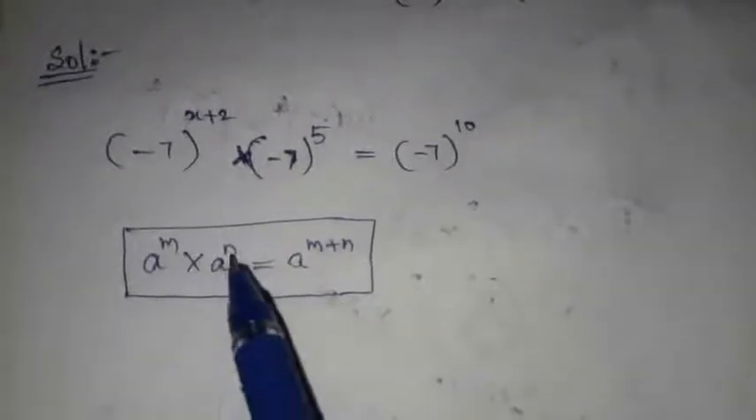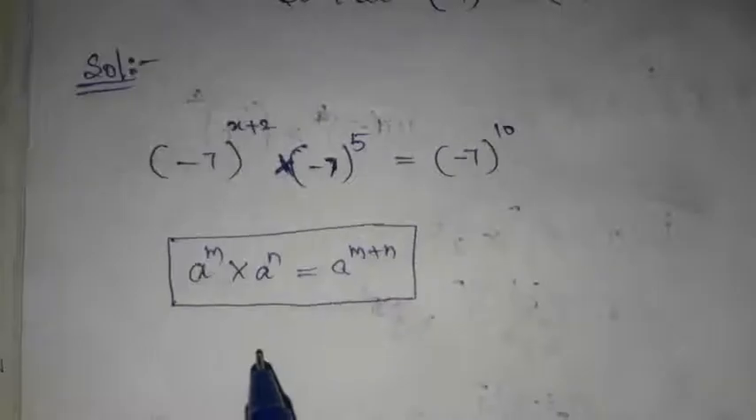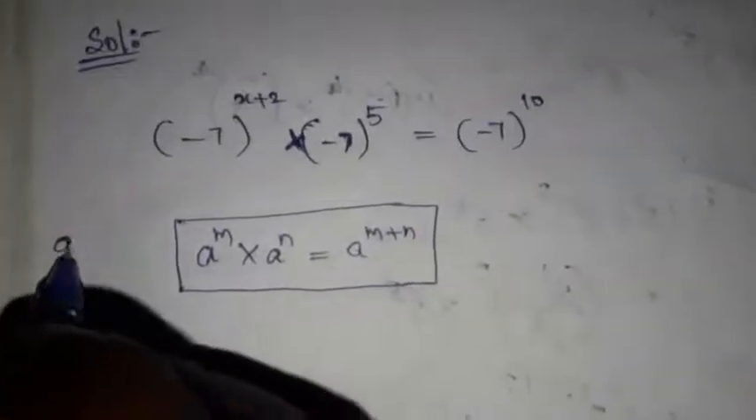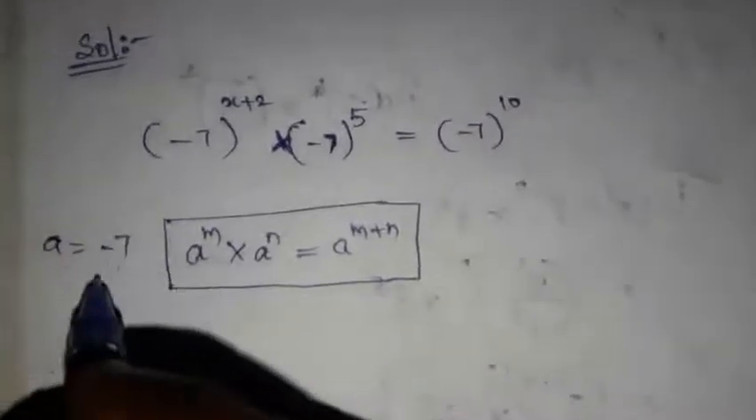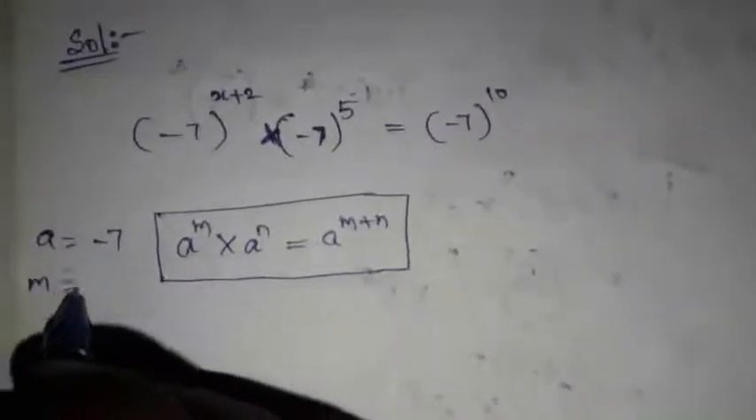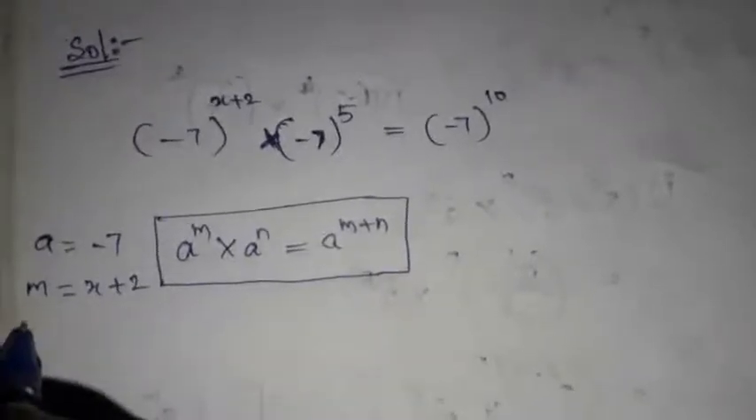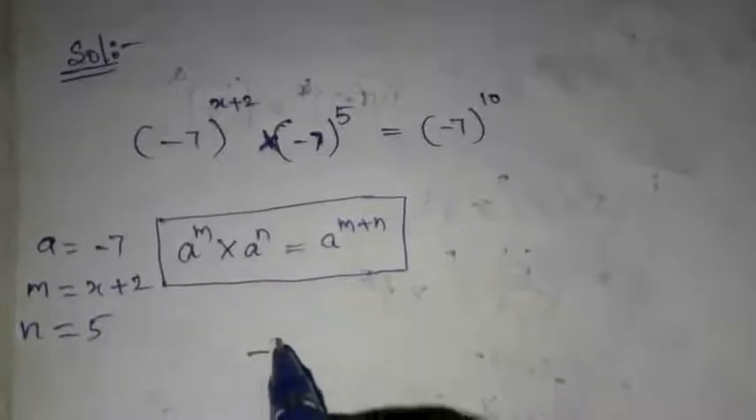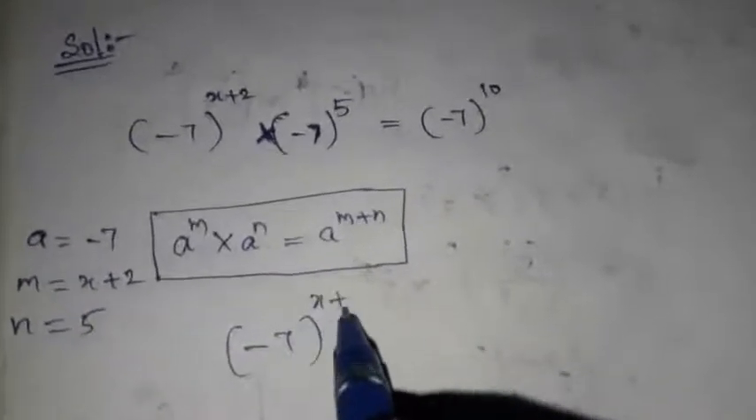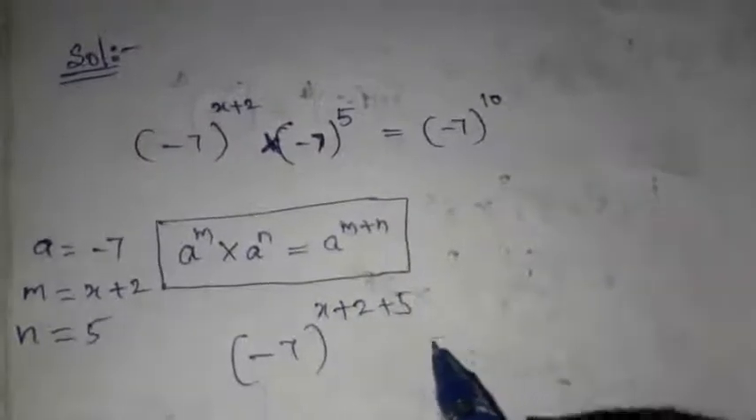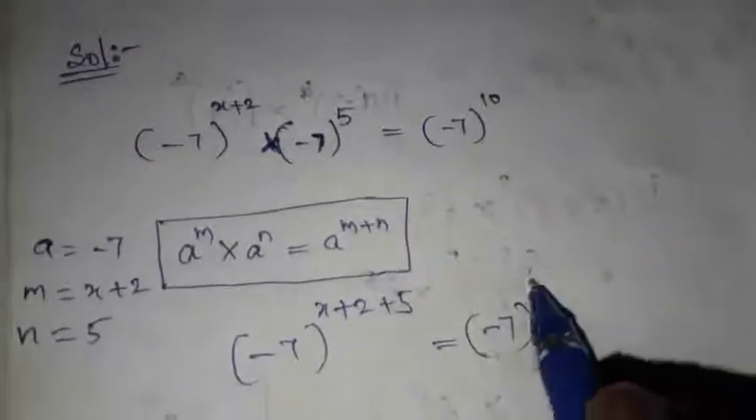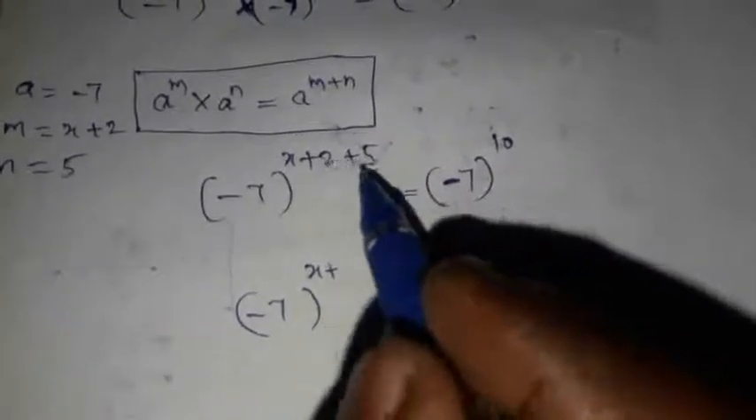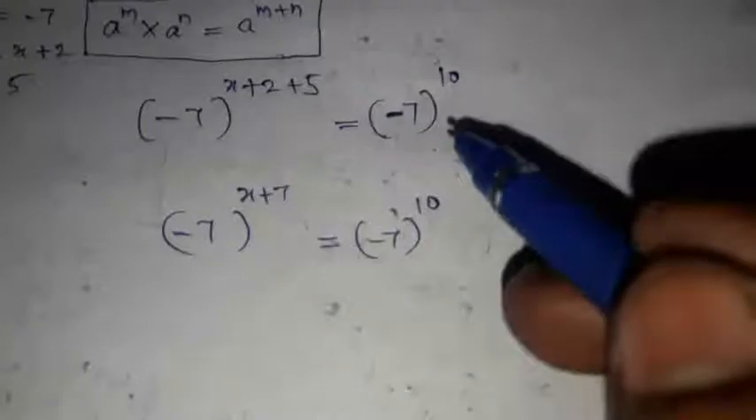A power m into a power n equals a power m plus n. When we use the product law, here a equals minus 7, m equals x plus 2, where n equals 5. When we use this law, it will become minus 7 power x plus 2 plus 5 equals minus 7 power 10. We can add these two numbers. 2 plus 5 equals 7. Write the remaining.